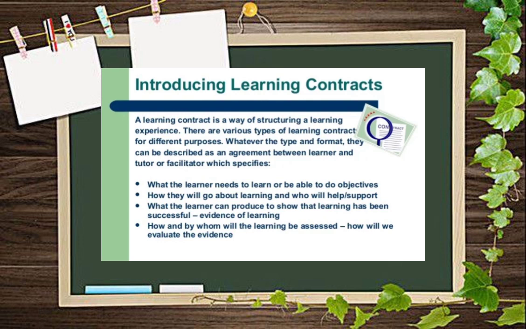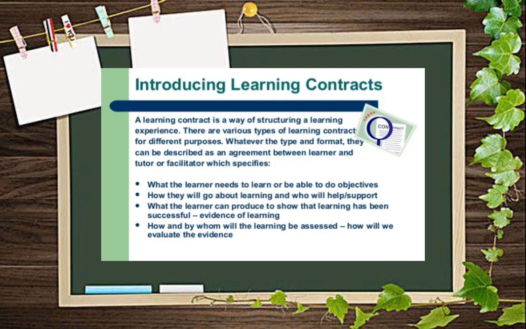Whatever the type or format, they can be described as an agreement between learner and tutor or facilitator which specifies: one, what the learner needs to learn or be able to do, the objectives; two, how they will go about learning and who will help or support; three, what the learner can produce to show that learning has been successful, the evidence of learning; and last, how and by whom will the learning be assessed? How will we evaluate the evidence?